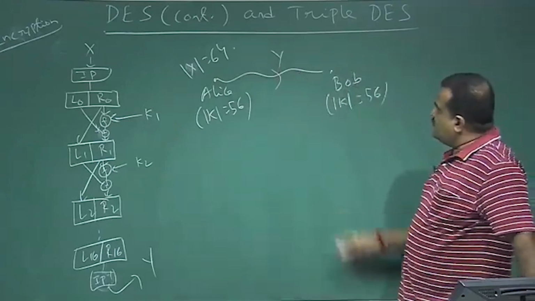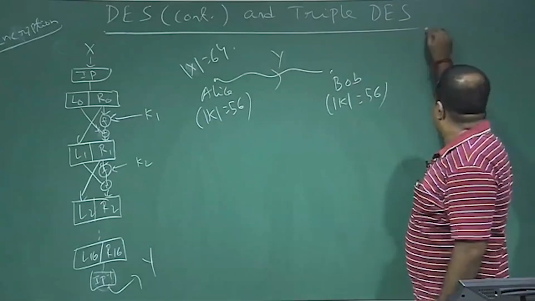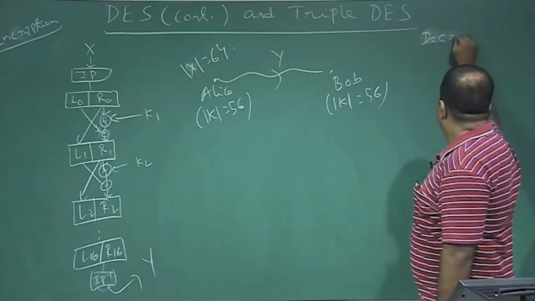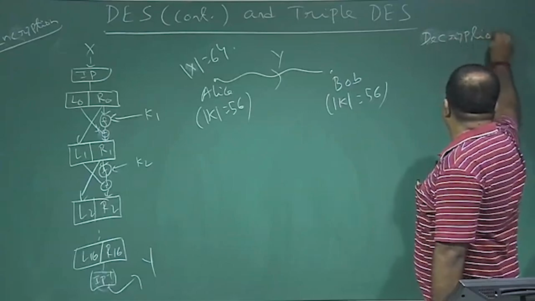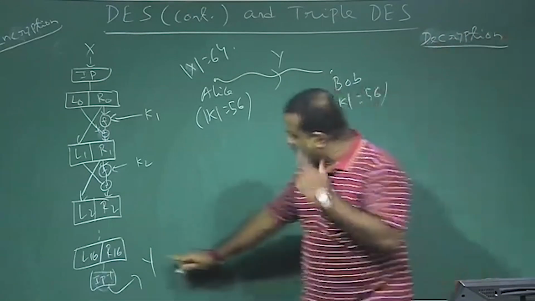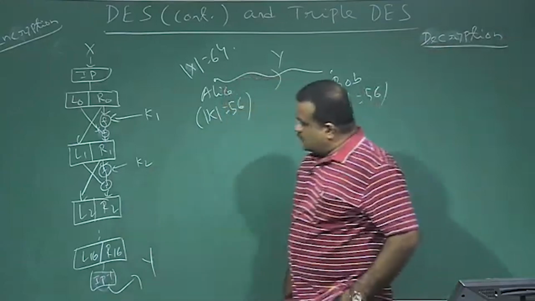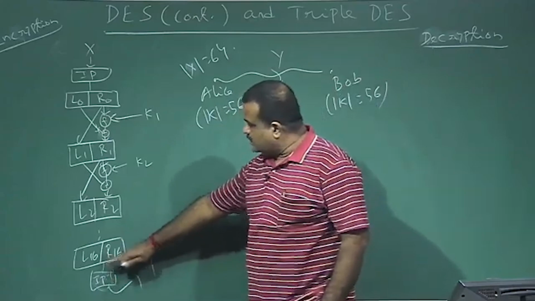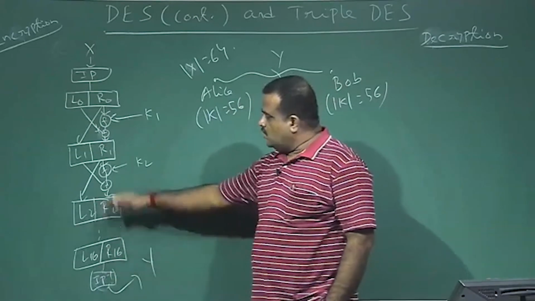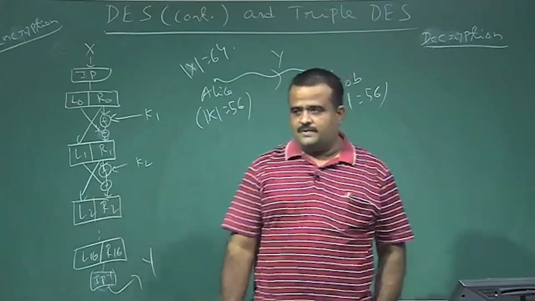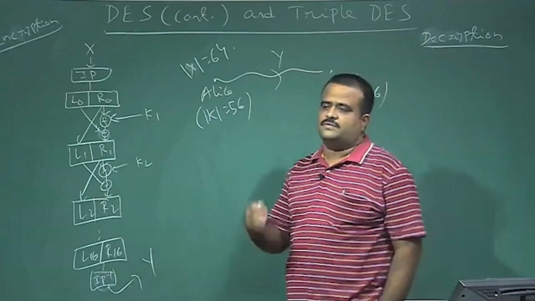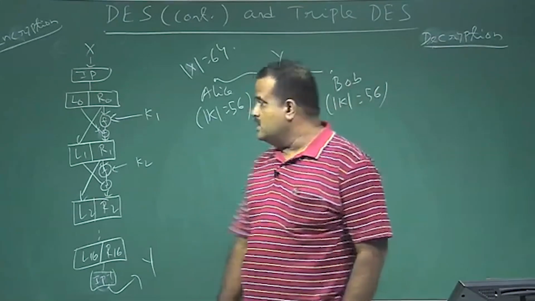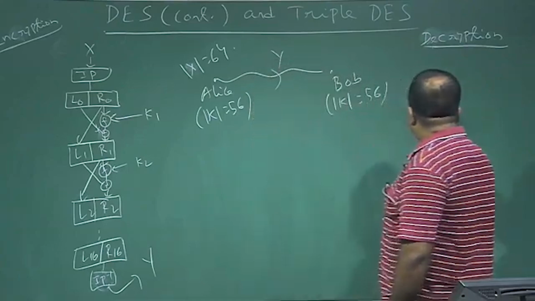Now Bob has to decrypt it. So how can Bob get back the message? That is the decryption algorithm, or decryption procedure. From this Y, Bob has to get back X. So basically Bob will apply IP inverse, IP, and go back here. So basically we have to invert the Feistel cipher. If we know how to invert a Feistel cipher, then we are done. So the question is how we can invert a Feistel cipher.